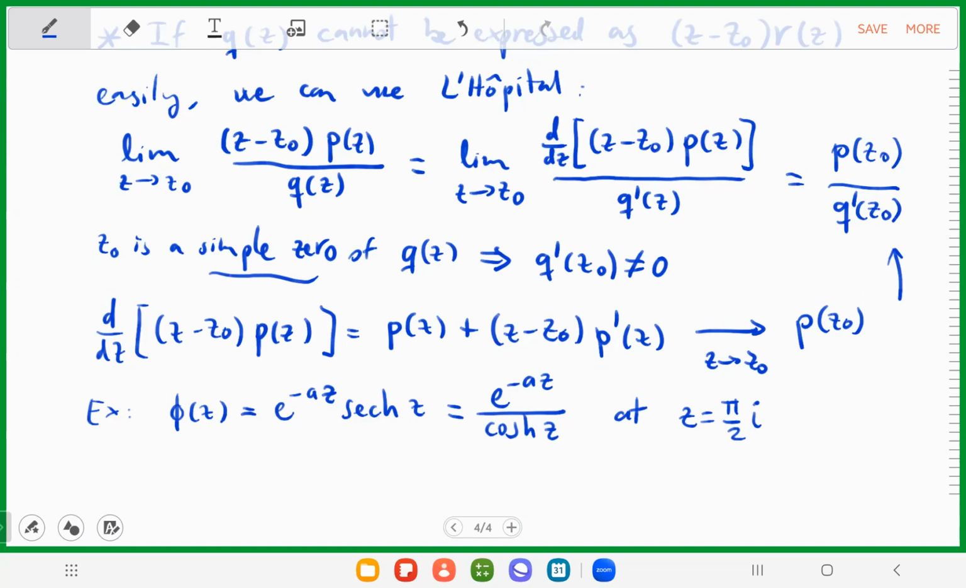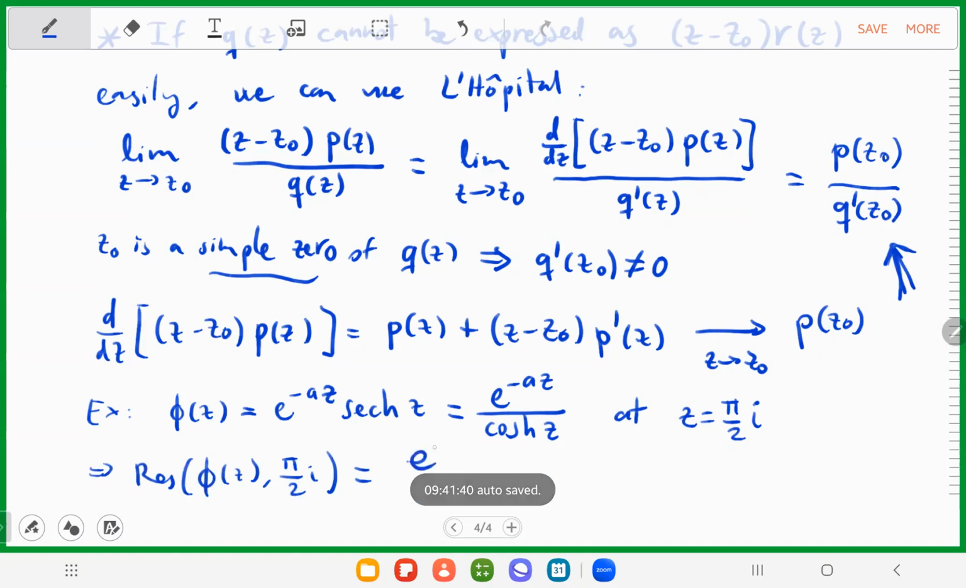So here, as I said, if you just notice how the simple method is already simplified using L'Hopital, you can just apply this formula P divided by Q prime. So in this case, you have the residue of phi at this point, pi over 2i. This will be the function of the numerator without derivative, so exponential of minus a z, exponential of minus a pi over 2i, divided by the derivative of the denominator. And you should remember that the derivative of the hyperbolic cosine is the hyperbolic sine, evaluated at this point.